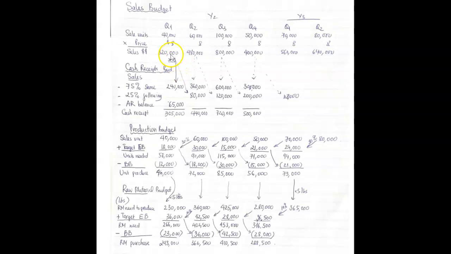So for the first quarter, we've got 320,000 times 75% is 240, and 25% would be 80,000 the following month. And then our sales in the second quarter are 480 times 75% in the same month, and 25% in the following month. Same thing with the third quarter, 75% in the quarter of sale, 25% in the following one, and in the fourth quarter, 75% and 25%. And here's our beginning balance of 65,000.